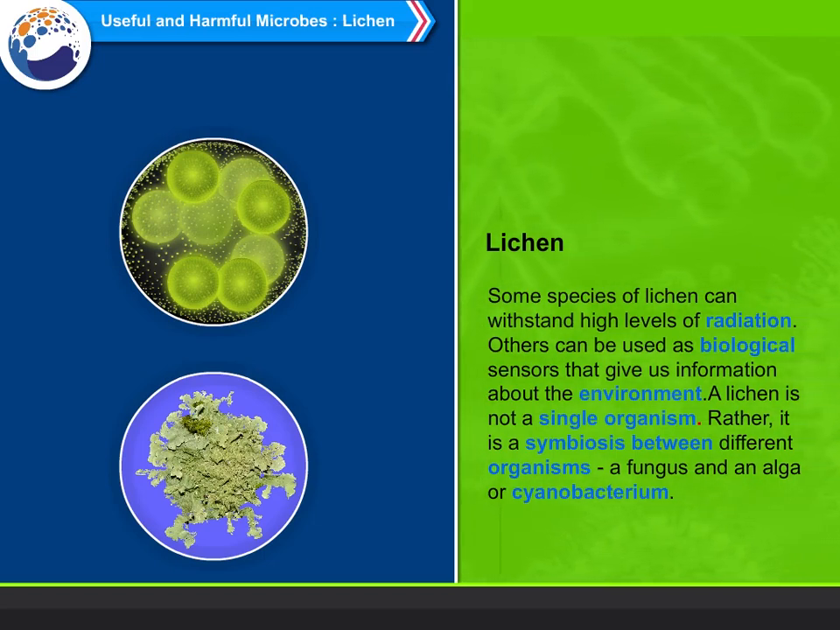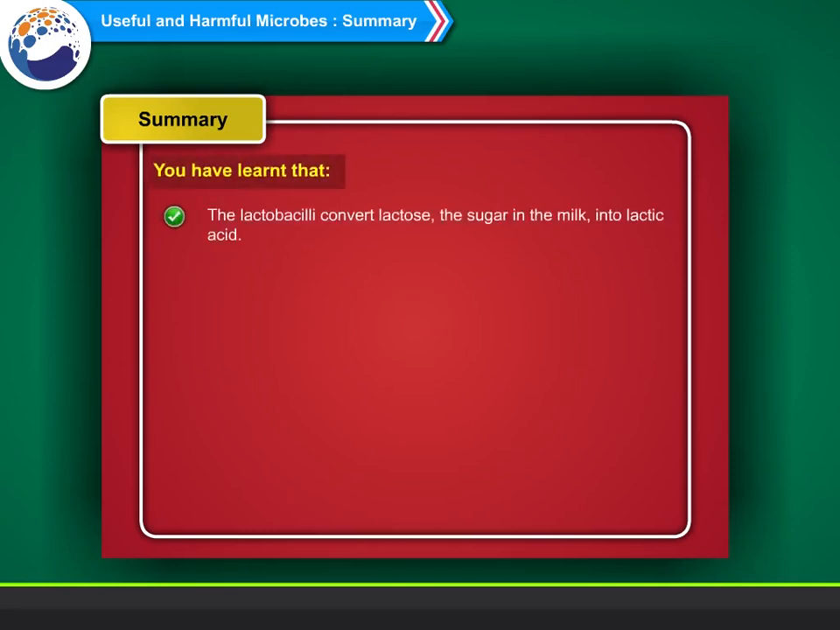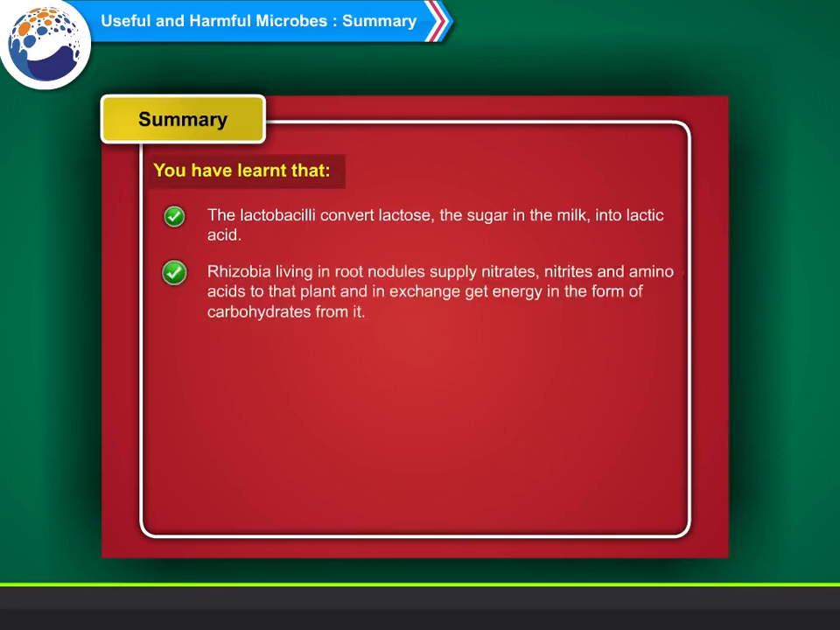A lichen is not a single organism. Rather, it is a symbiosis between different organisms, a fungus and an algae, and cyanobacterium. Summary. You have learned that the lactobacilli convert lactose, the sugar in the milk, into lactic acid. Rhizobia living in a root nodule supply nitrates, nitrites and amino acids to that plant and in exchange get energy in the form of carbohydrates from it.